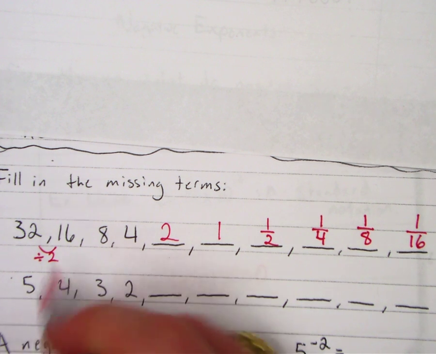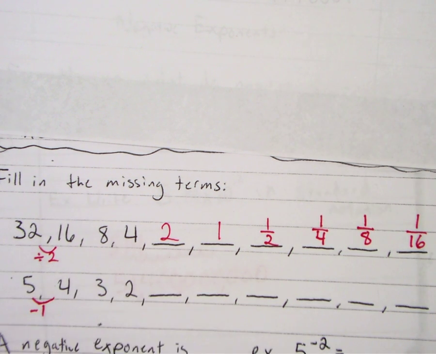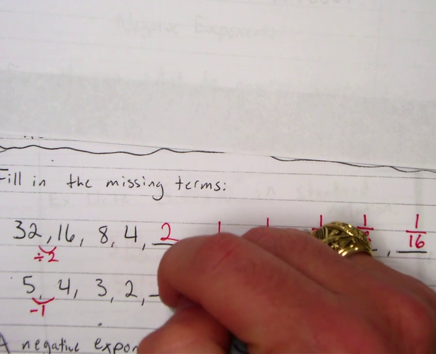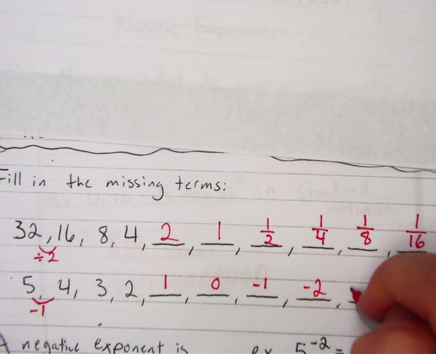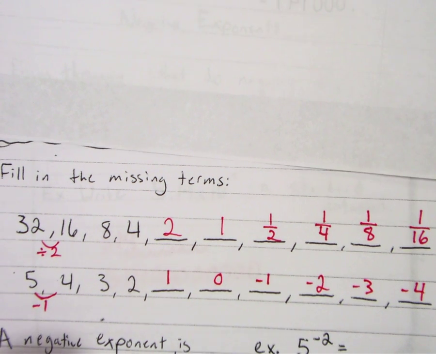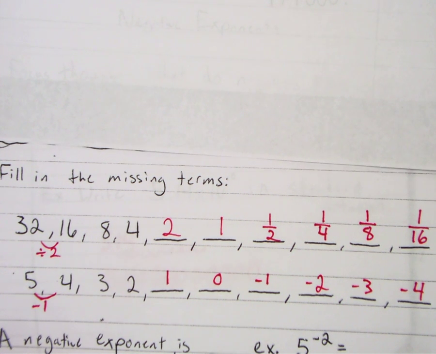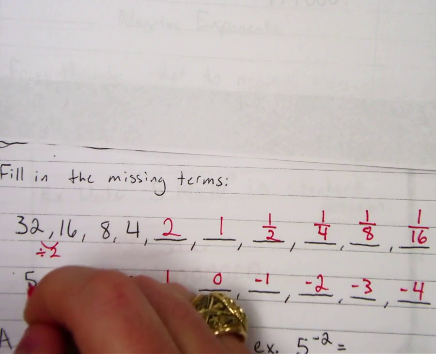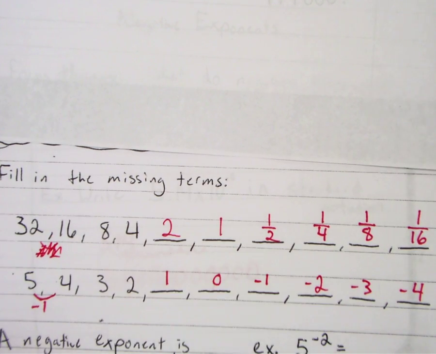All right, and what was happening here? We were simply subtracting 1. 5 minus 1 is 4, 3, 2, and this is going to be 1, 0, -1, -2, -3, and -4. So the significance of this is simply to show you the way, well, I'll go ahead and show you right now. 32 and 5, there's a relationship between these two numbers. I'm going to scratch this out just so you don't pay attention to it.